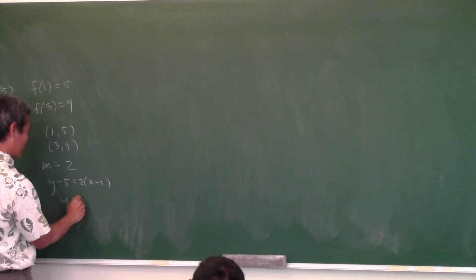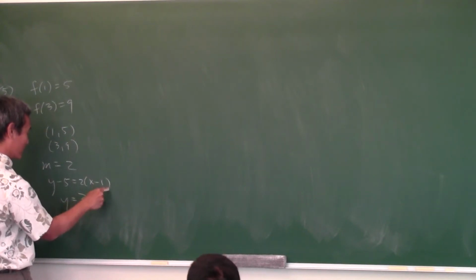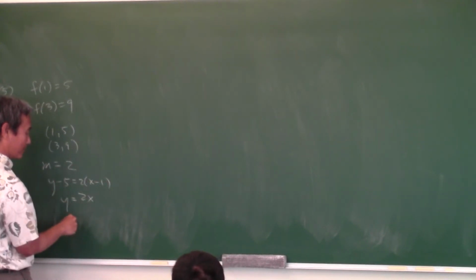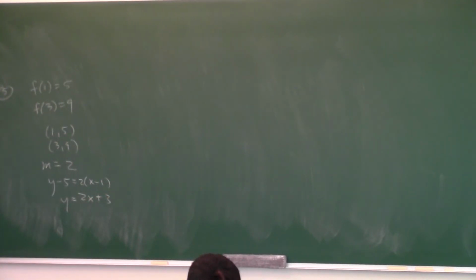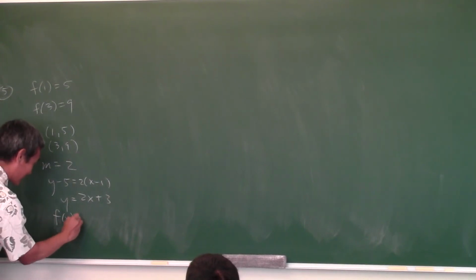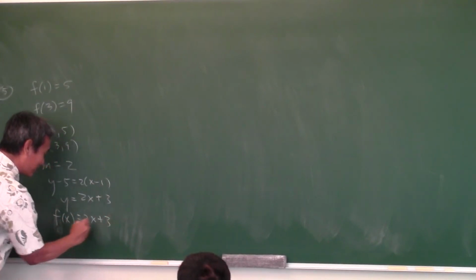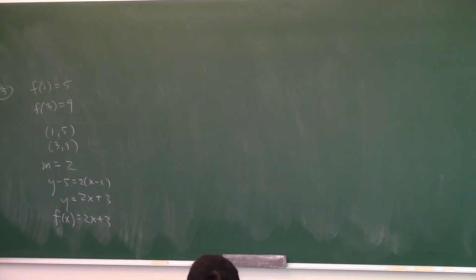So y equals, can you guys do this in your head? 2x minus 2, but then you got to add the 5. Plus 3. How come we have to solve for y? Because that's what function notation is. Just like f of x is equal to 2x plus 3, right? You guys learned f of x is like y, right? I hope. Okay, now it says find f of 6. What do you think I'm going to do? Plug in 6 right there and then you get 15.